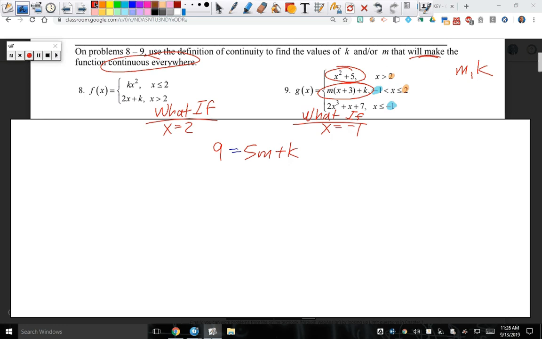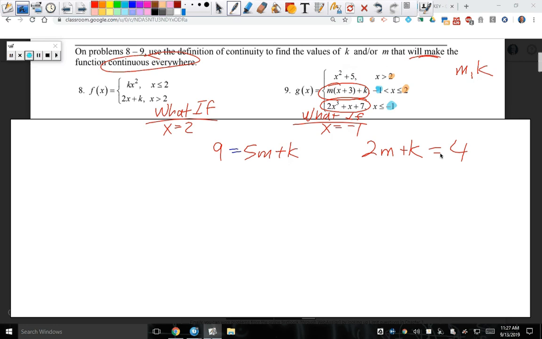Now let's create the equation for the other one. See what I'm doing? I'm going to go over here to what if x was -1. So if x was -1 on this equation right here, what would that equation be, guys? 2m plus k. How about if x was -1 right here? -2 minus 1, it's -4. Negative 3 plus 7 is 4. And we're saying that these are equal to each other.